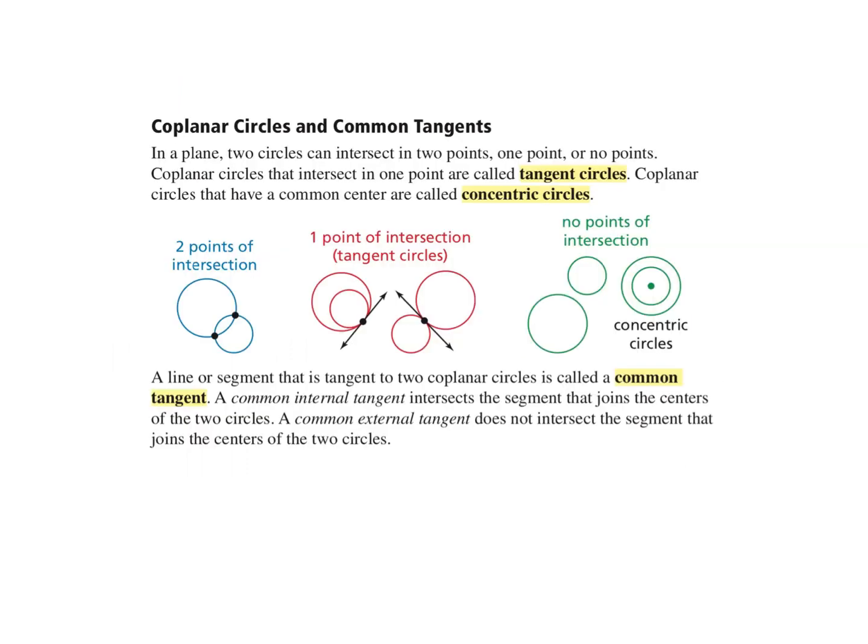All right, so now coplanar circles and common tangents. Basically what we want to know out of this is you have different ways of describing coplanar circles. Circles can intersect at 2 points. Two circles can intersect at 1 point, and there are two different types. These are called tangent circles because they only hit at 1 point. And then you have no points of intersection. Obviously, they don't intersect, or they're what we call concentric, one bigger than the other, but they have the same center. Okay, so make sure we know those definitions.